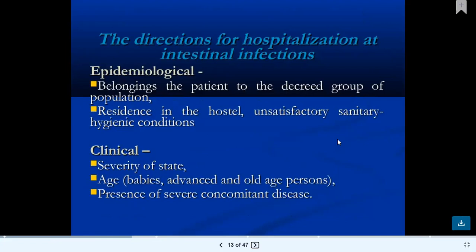The direction of hospitalization in intestinal infection. Epidemiological: patients belonging to a discrete group of population, residents in a hostel, unsatisfactory sanitary hygiene conditions. Clinical: the severity of state, age, that is babies and advanced and old age patients, and the presence of severe concomitant disease.